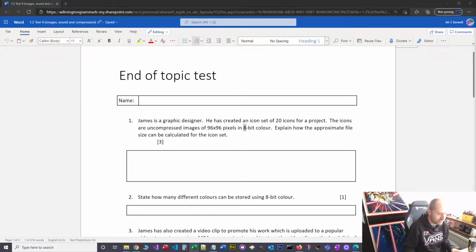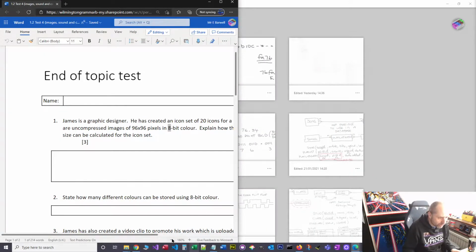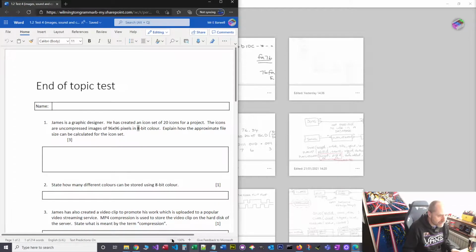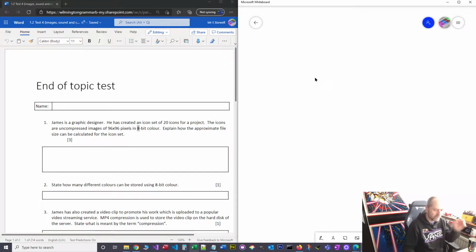Okay, so let me flick to the whiteboard. If I try and be very clever here and put a whiteboard at the side, I might have to zoom out a little bit. Yeah, that's wide enough, I think. Put my whiteboard on the side. Right, let's create a blank whiteboard.